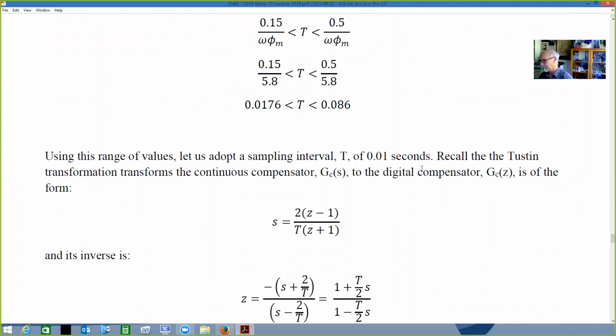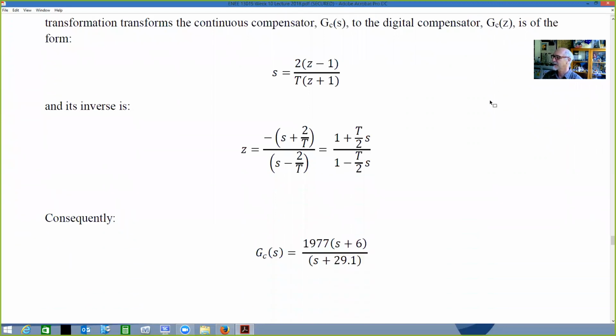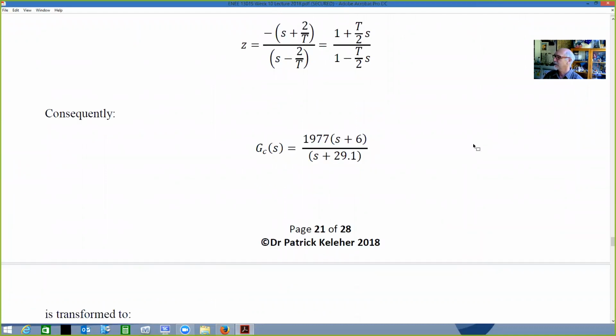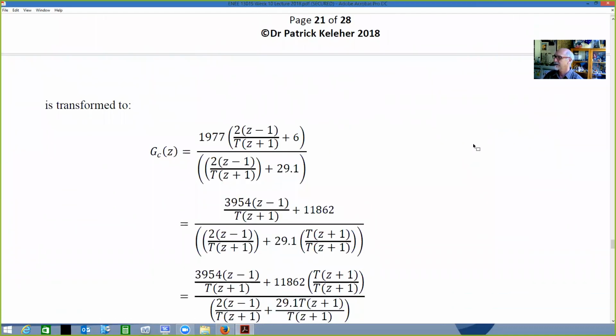I'm going to follow the textbook so that we can compare our solution to it. Now recall that the Tustin transformation transforms the continuous compensator, Gc(s), to the digital compensator, Gc(z), which is of that particular form. So that's our transformation. This is a Gc(s) that we were given from that other design features above.